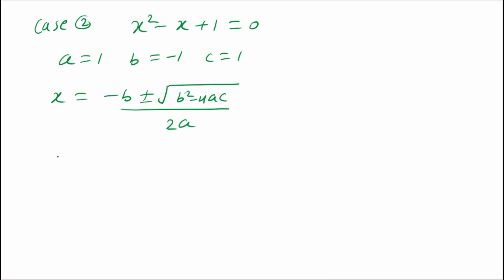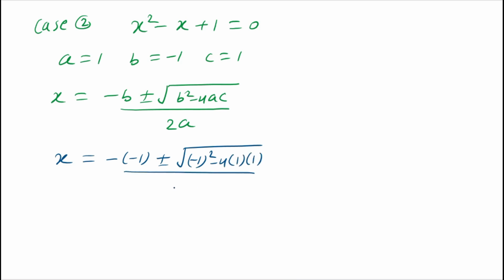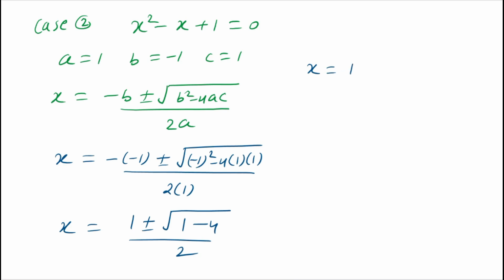So here x equals minus, and the value of b is minus 1, plus minus square root of the value of b, which is minus 1 square, minus 4 times a, which is 1, and c, which is also 1, divided by 2 times a, which is 1. So x equals minus multiplied by this minus 1, then you will get 1, plus minus square root of minus 1 square is 1, and minus 4 times 1 is 4, divided by 2. Then here x equals 1 plus minus square root of minus 3 divided by 2.